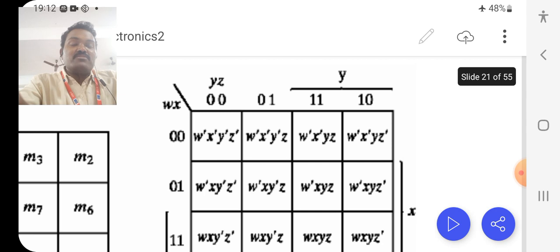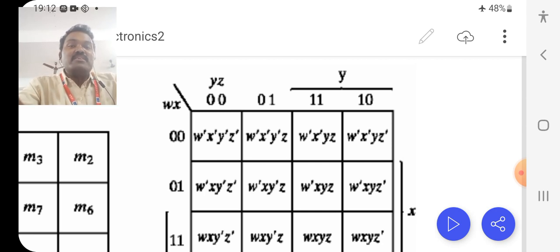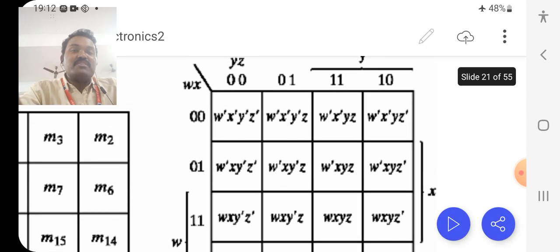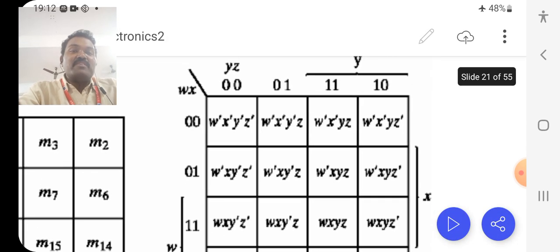Then going to YZ. YZ is 2 variables. So for 2 variables I am giving 0, 0, 0, 1, 1, 0, 1, 1, where 1, 0 goes to the last column. Apply the same procedure. In SOP format, 0 means the inverse of that particular variable and 1 means the same variable name.